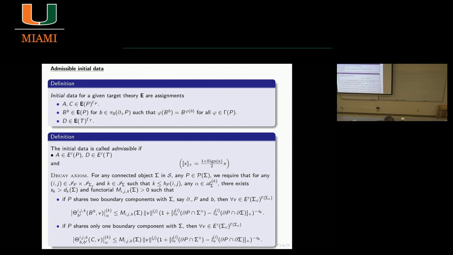So it says for any connected surface and for any pair of pants that's embedded in this surface, well, then you look at the indexing set for P and the indexing set for the complement of the pair of pants in the surface. You pick I and J there. Then you pick a K in the indexing set for the glued-up surface, the full surface you embedded the pair of pants in, such that K is less than this map H_PIJ that you get from this gluing process.